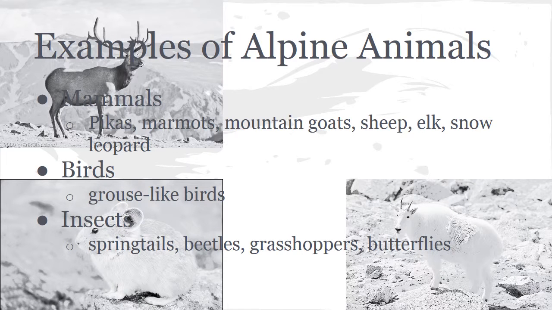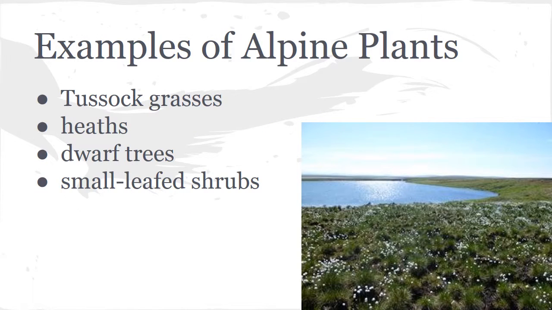Some of the mammals found in the alpine are pikas, which are in the left bottom corner, marmots, mountain goats, which is in the bottom right-hand corner, sheep, elk, which is in the top left-hand corner, and snow leopards. Birds are goose-like birds, and insects are springtails, beetles, grasshoppers, and butterflies. Examples of alpine plants are the tussock grasses, heaths, dwarf trees, and small leaf shrubs. Pictured in the bottom right corner are the tussock grasses.